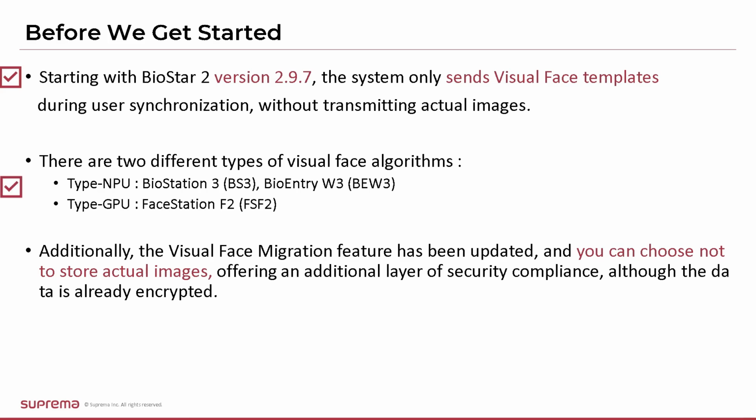It's worth noting that FSF2 uses a GPU-based algorithm, while BS3 and BEW3 use NPU-based algorithms. Lastly, we've added an expert option to not store image data on the server, further addressing customer security concerns. These improvements enhance synchronization performance and overall system security.